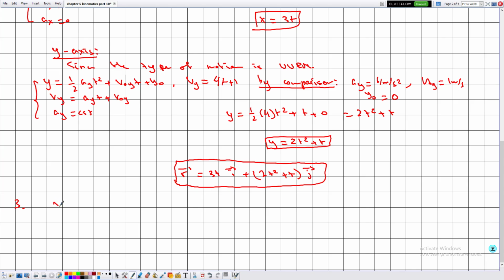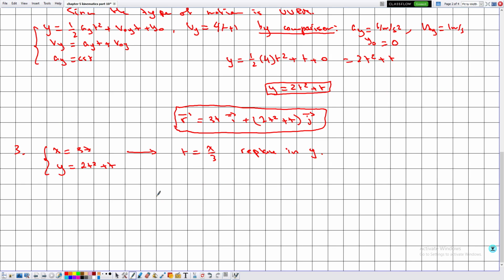So in this case X is equal to 3t and Y is equal to 2t squared plus t. Now referring to the linear term, we have t is equal to x divided by 3. Then let's replace in y. So in this case we have that y is equal to 2 multiplied by x over 3 raised to the power 2 plus x over 3. And since it is linear in one variable and quadratic in the other, then the trajectory described by this particle is given by parabola.